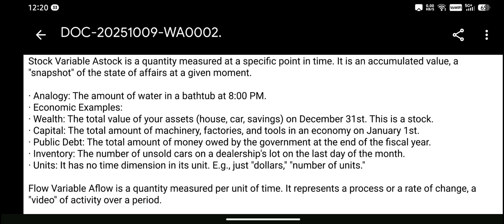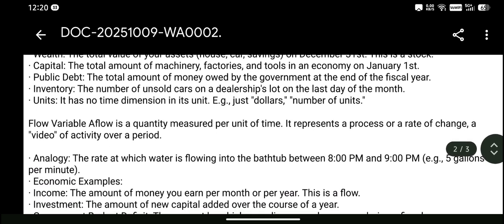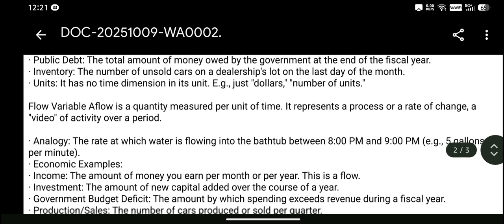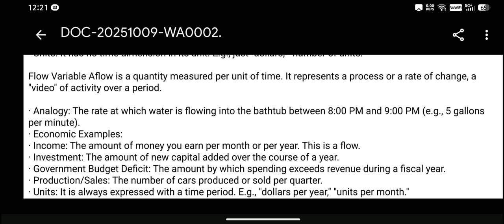For example, flow variable: a flow is a quantity measured per unit of time. It represents a process or rate of change, a video of activity over a period. Analogy: the rate at which the water is flowing into the bathtub between 8 pm and 9 pm. That is, for example, 5 gallons per minute.